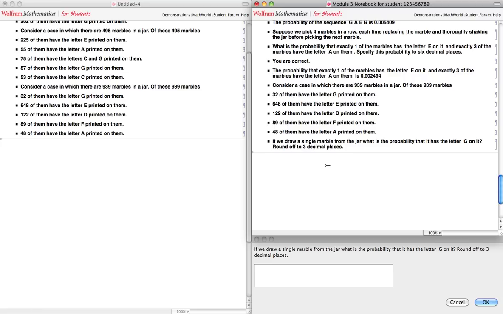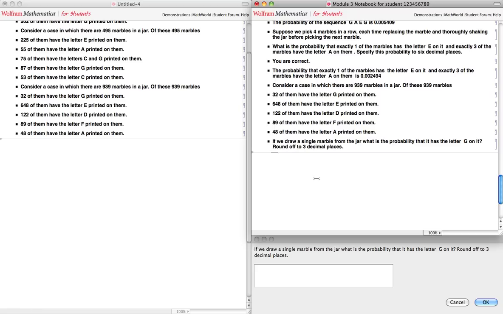If you were asked, for example, to compute the probability of drawing a marble with the letter G, and there were 32 marbles that had the letter G on them, and let's say 648 that had the letters G and E, you'd have to add 648 plus 32 divided by total to find the probability of letter G, and so on and so forth. You should have examples of this in your notes.